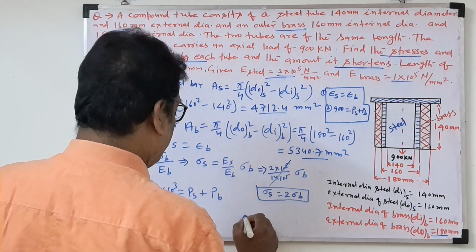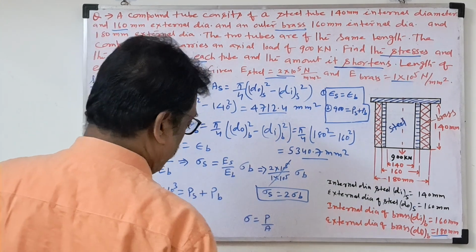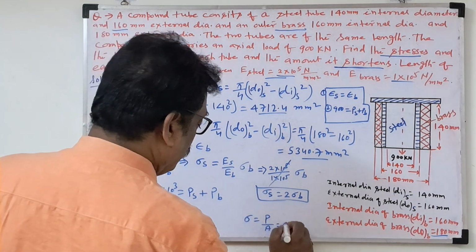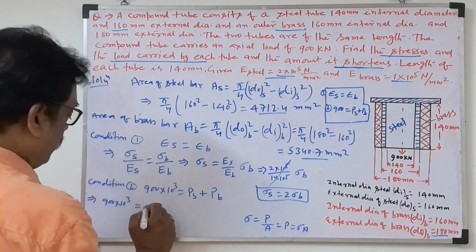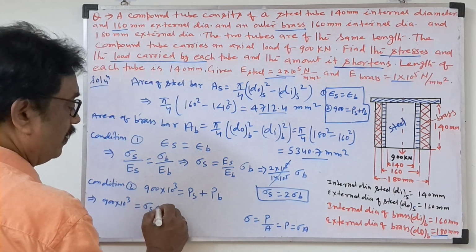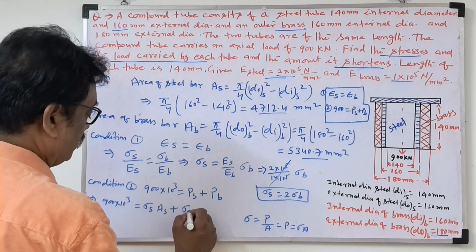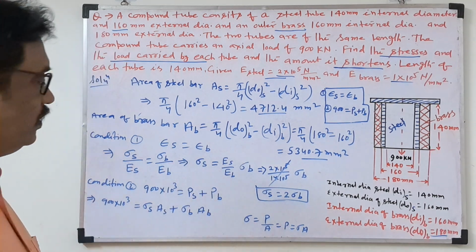Here we write: stress is equal to internal force per unit area. So P is equal to stress into area. For steel, stress of the steel into area of the steel, plus stress of the brass into area of the brass. We wrote these two formulas.